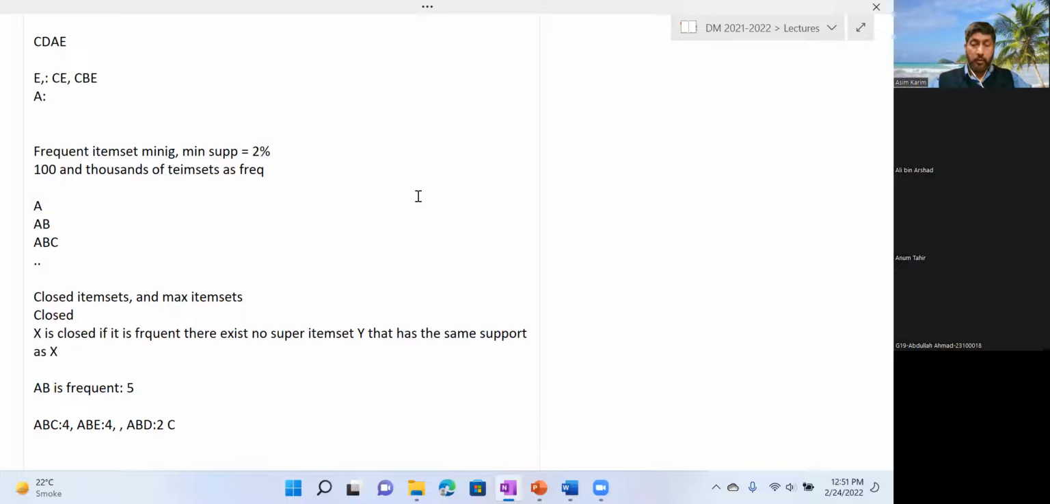Now if you look at this definition, is AB a closed pattern? First of all, we look at whether AB is frequent. Yes, it is frequent. Good, so one condition is satisfied. The second condition is there exists no super pattern of AB which has the same support as AB. You notice here that ABC has a support of 4, ABE again has a support of 4, and ABD has a support of 2. So there is no super pattern that has the same support as 5. In that case, AB is a closed pattern, meaning that it may have super patterns that are frequent, but their frequency count is strictly less than the frequency count of AB.